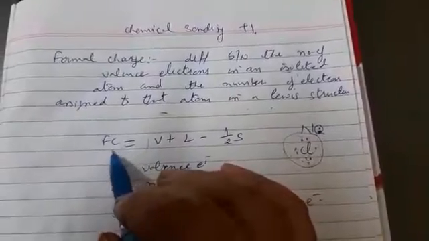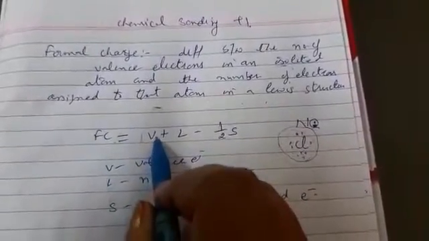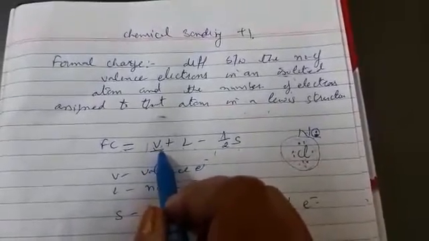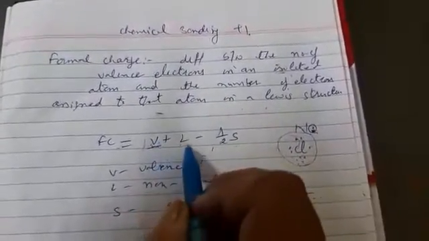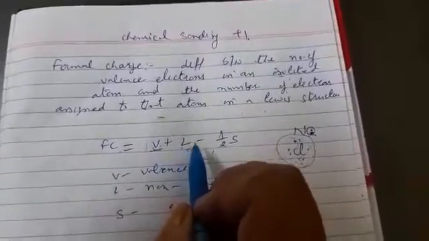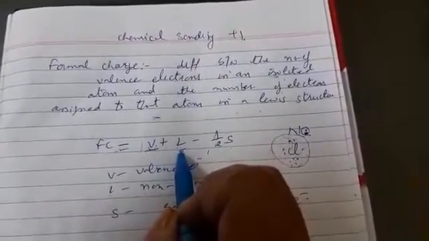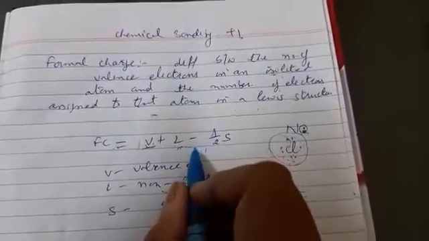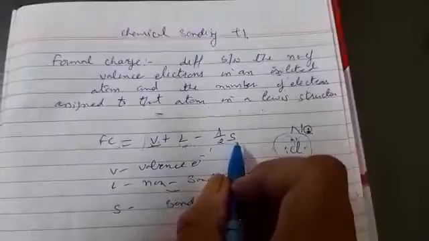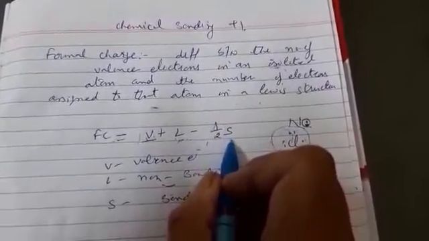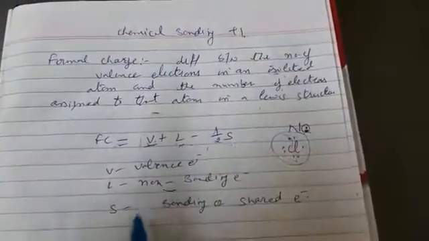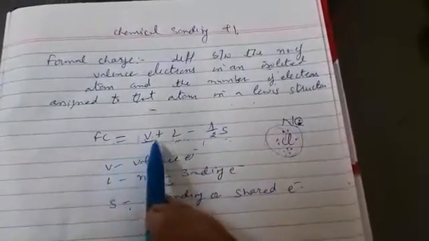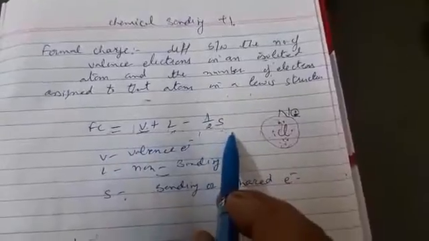Now what is the formula? How can we calculate the formal charge on any atom? It is V plus L minus half S. V means the number of valence electrons present in the last shell. L means lone pair electrons, which are the electrons not involved in bonding, the non-bonding electrons. S means shared electrons, or the electrons which are involved in the bonding. So the formula is V plus L minus half S.